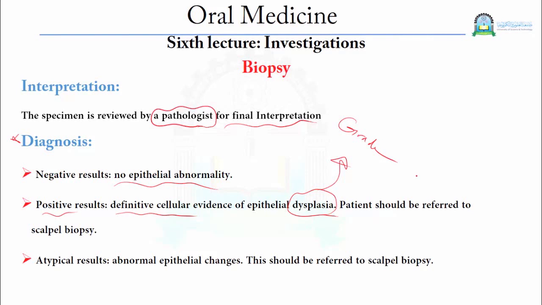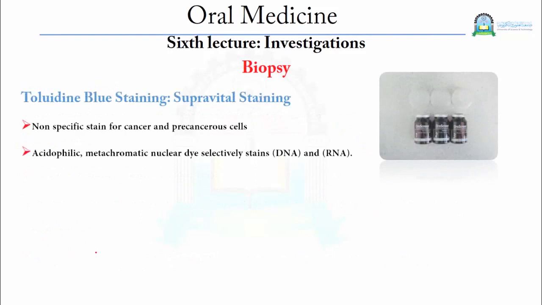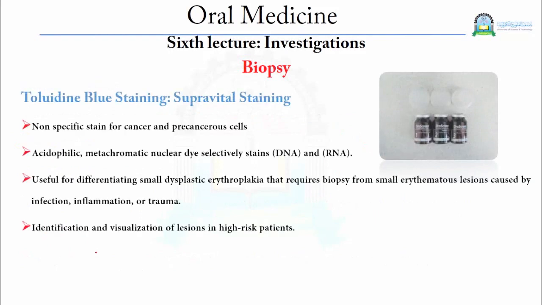The patient should be referred for scalpel biopsy if there are dysplastic changes. Atypical results: abnormal epithelial changes, this should also be referred for scalpel biopsy. Toluidine blue test, or supravital staining, is a non-specific stain for cancer and precancerous cells. We will perform it intraorally to assess if there are precancerous or pre-malignant changes of the affected tissue.